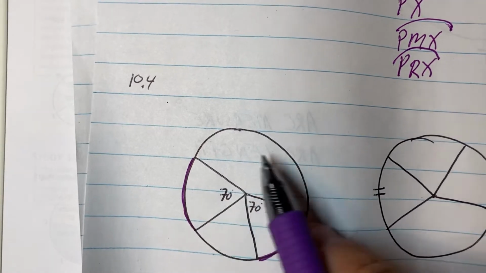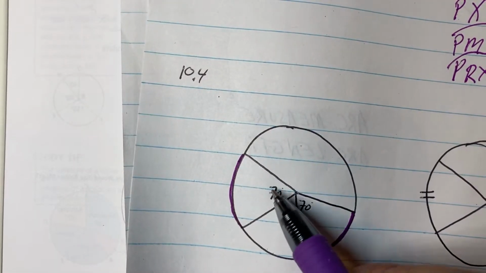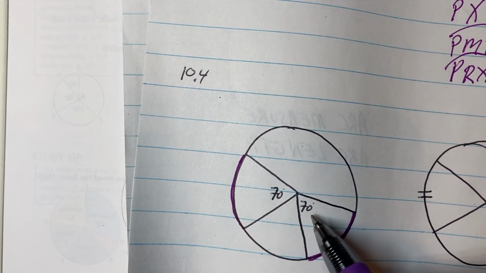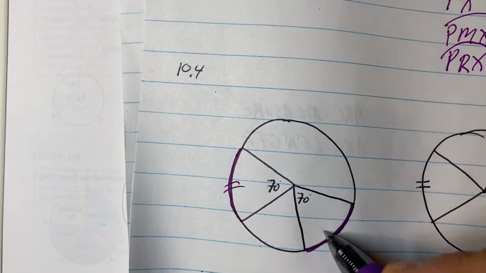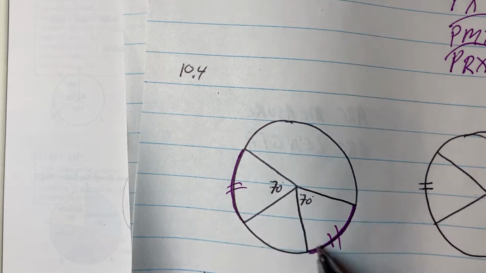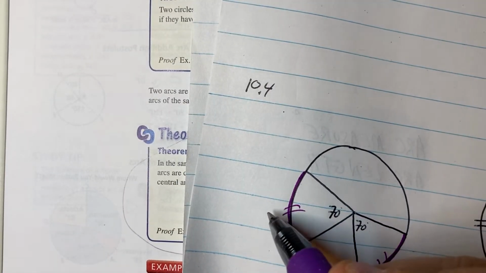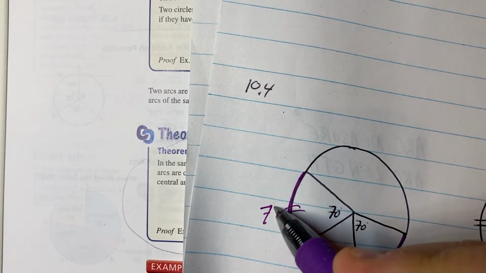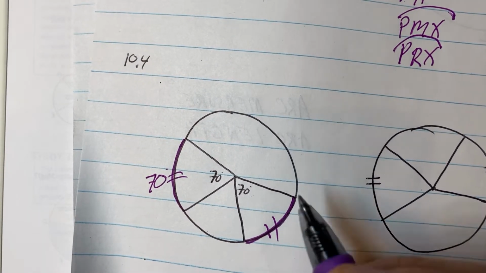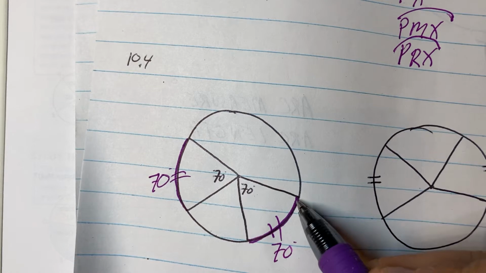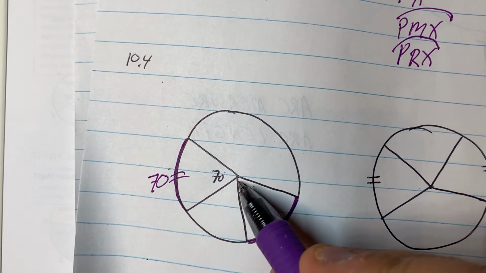Here's a circle. If this central angle is 70 degrees and that central angle is 70 degrees, that means this arc is going to be the same measurement as that arc. They're congruent. If that's 70, this arc is also 70 degrees. If that's 70 degrees, this intercepted arc is also 70 degrees. This is the intercepted arc of that central angle.